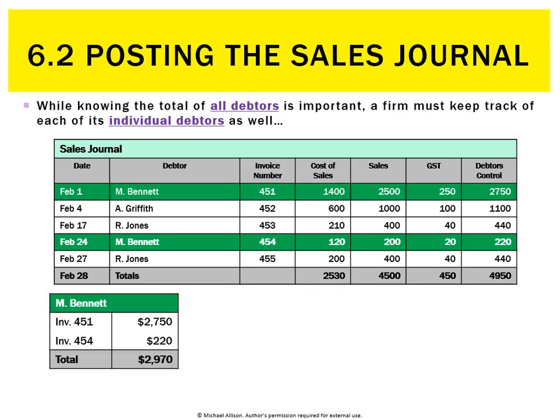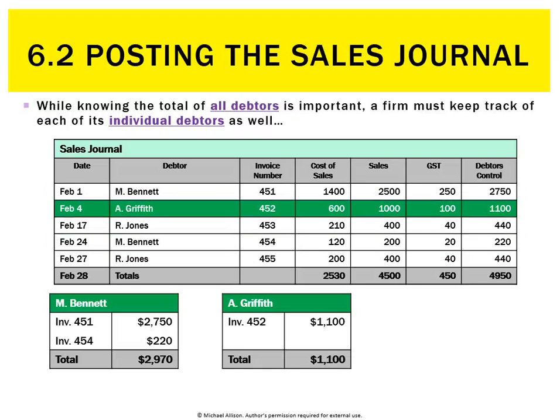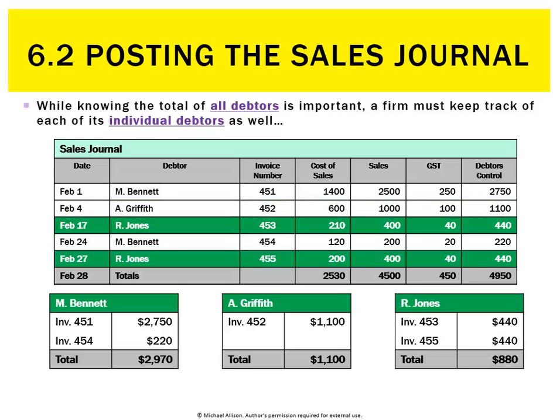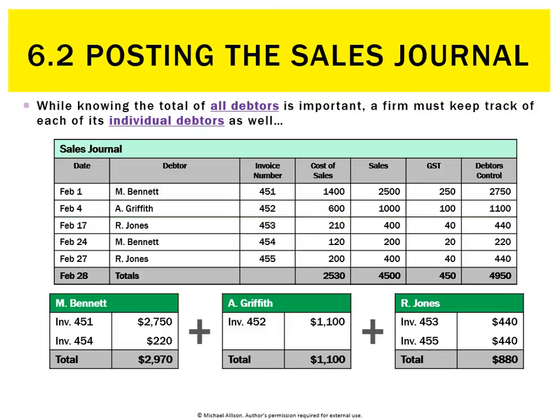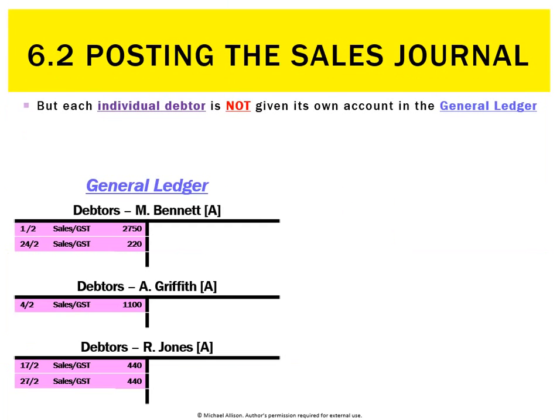So we've got M. Bennett has the 2 sales there for a total of 2,970. We've got one sale to A. Griffith on invoice 452 on the 4th of February for 1,100, and R. Jones has 2 sales there for a total of 880. So if we add all those 3 debtors together, we get a total of 4,950, and that's the number that we're going to put in the general ledger.